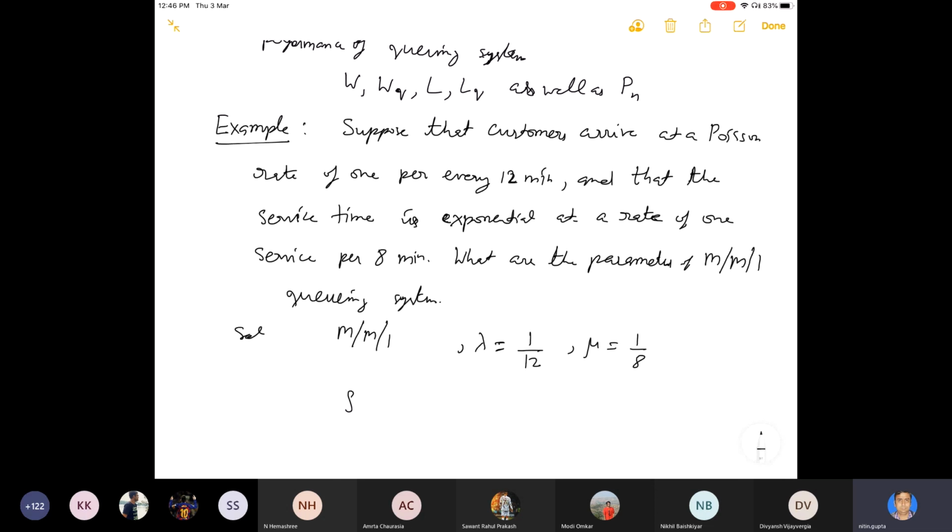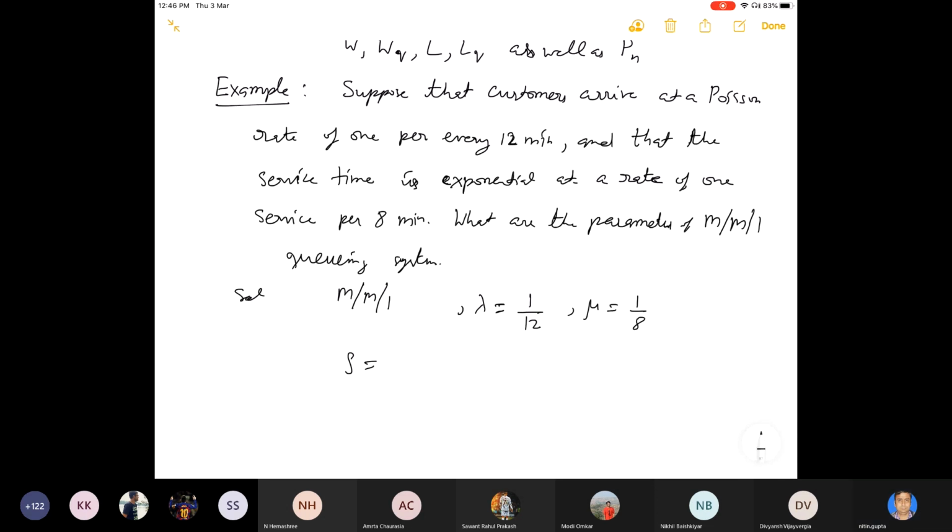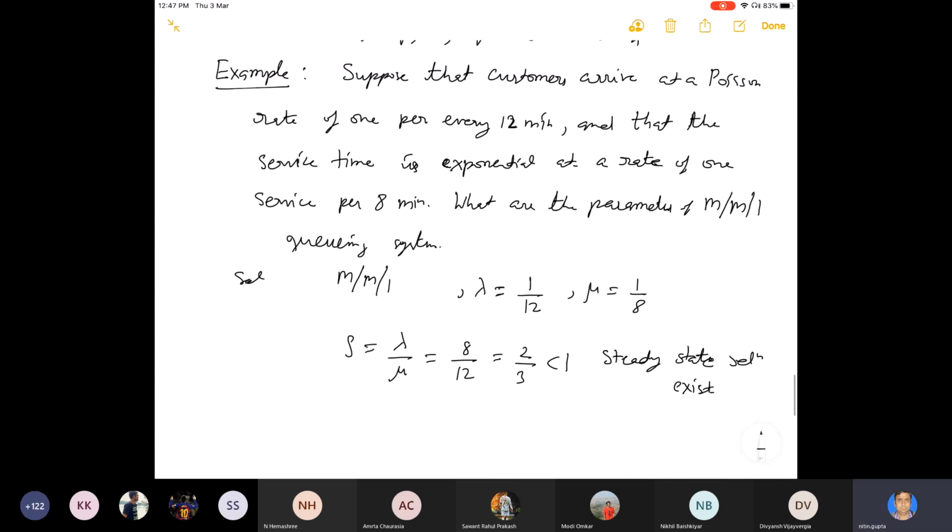So what is the arrival service ratio? This is less than 1. So therefore, because rho is less than 1, the steady state solution exists, or the limiting probability exists.